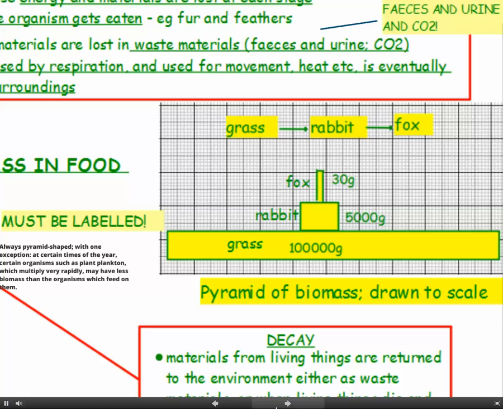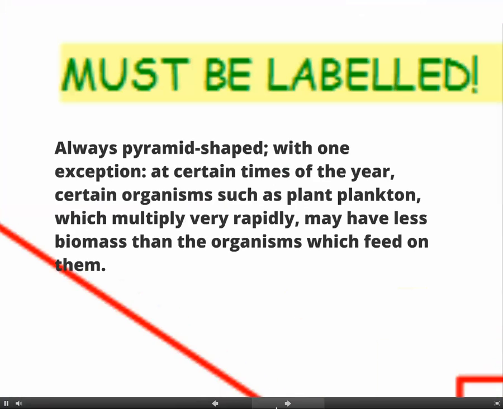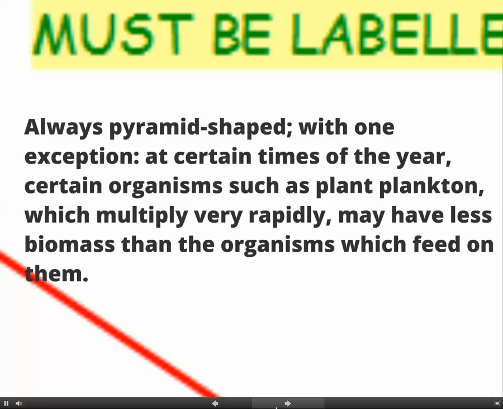Here's a pyramid of biomass drawn to scale. You'll see that the plant, the producer, is always at the bottom. It's then eaten by the herbivore, the rabbit, which is then eaten by the carnivore, the fox. And you'll notice that it's always pyramid shaped. The base is always the widest point. Now, pyramids of biomass are always pyramid shaped, as in widest at the bottom. But there's one exception. At certain times of the year, certain organisms, such as plant plankton, which multiply very rapidly, may have less biomass than the organisms which feed on them. But that's one exception.